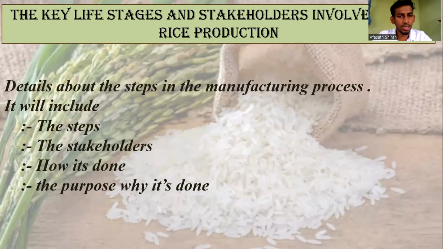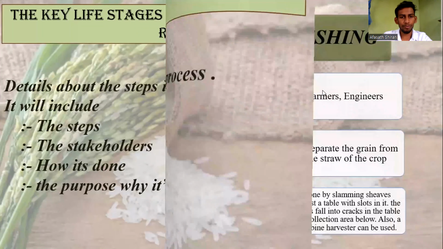I'm here to talk about the stages of manufacturing in the rice production. There are 8 steps in the manufacturing process. It will include the steps, the stakeholders, how it's done, and the purpose why it's done. And the first step is reaping.